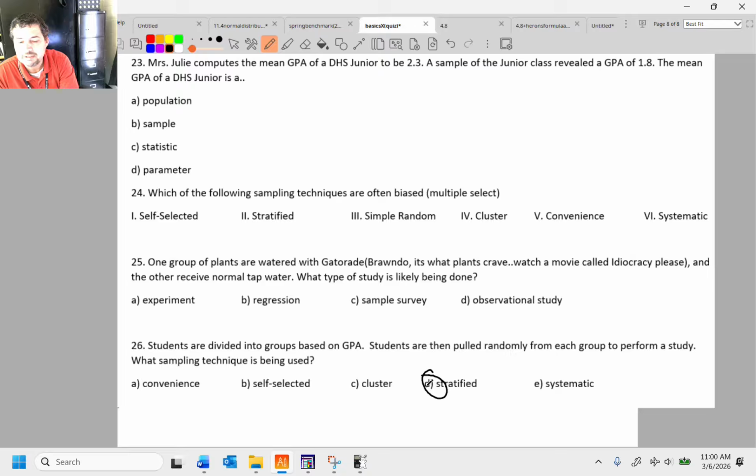One group of plants are watered with Gatorade, and the other receive normal tap water. What type of study is being done? That is an experiment. Which of the following sampling techniques are often biased? That is going to be self-selected, when you volunteer, and being lazy, or convenience.